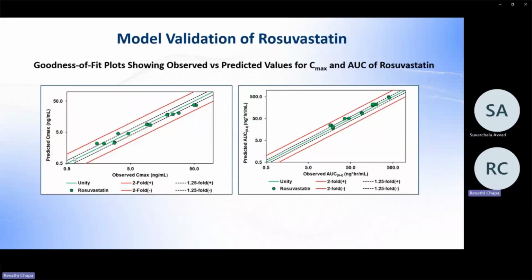So as you can see, when we compare the predicted versus observed values, most of the values are within the 1.25 fold criterion for both Cmax and AUC, and almost all of the values are within the 2-fold criterion. The reason why we had a comparatively bigger criterion for this compound is because it is a substrate for OATP1B1, which is highly polymorphic across different ethnicities. So we employed a higher model evaluation criterion for the same reason.